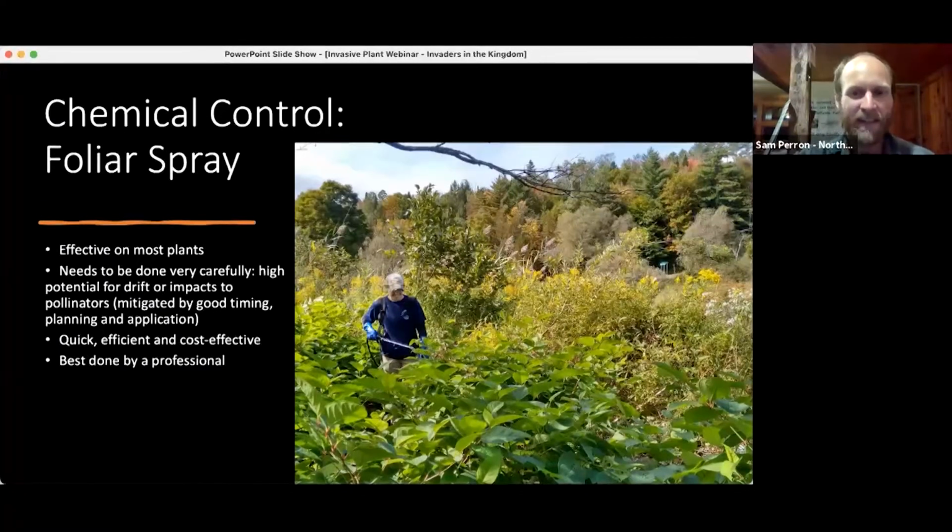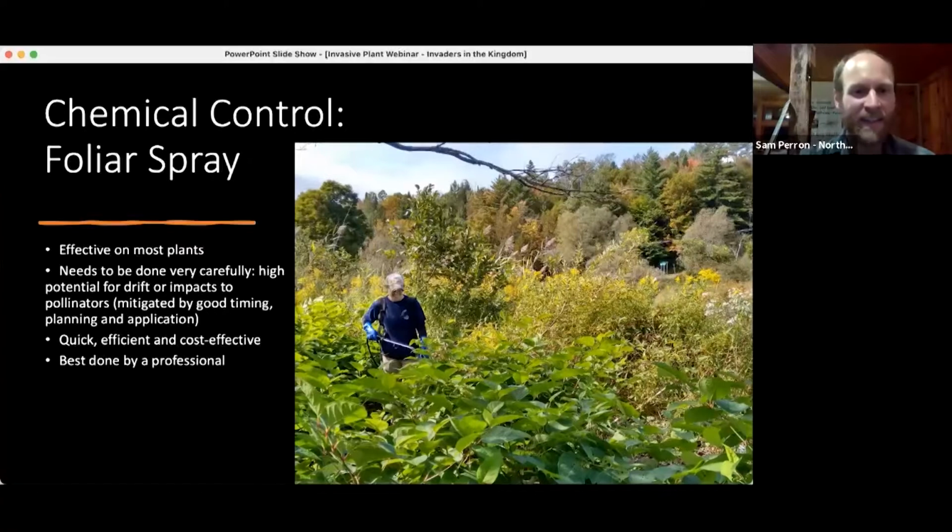There's a lot of potential to go wrong here, and licensed applicators have a lot of training and a lot of experience in minimizing drift, making sure that they're spraying only on the plants that they're intending to control, making sure to time it to avoid impact to pollinators, and lots of other things. So it's a little bit tricky to do it right, but it can be pretty effective. It can also be really efficient. If you are dealing with a really, really large area of invasives, most of the other methods that we've talked about so far are going to be pretty tough to implement. So this one is efficient and cost effective.